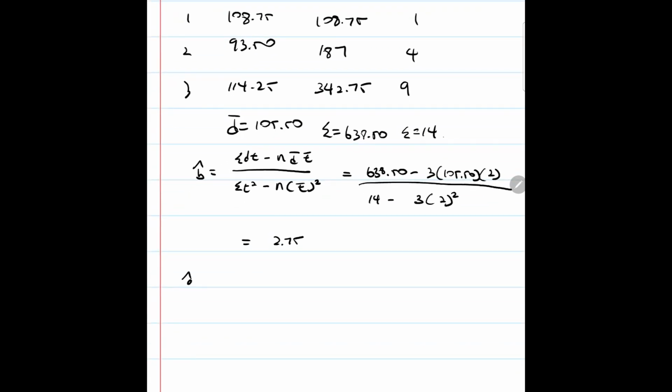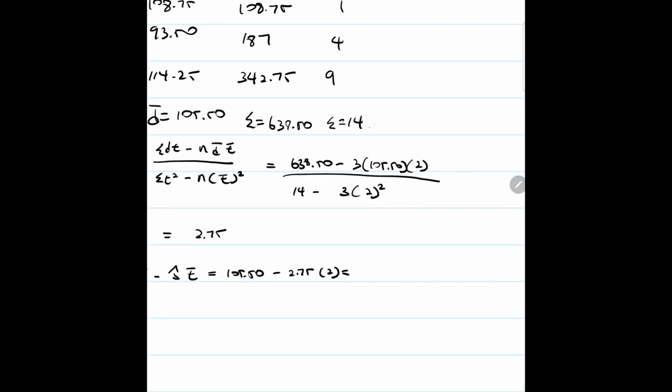And let's go to a hat, which is going to be d bar minus p hat times t bar. So 105 by 15 minus 2.75, t bar was 2. And this one came out as 100.